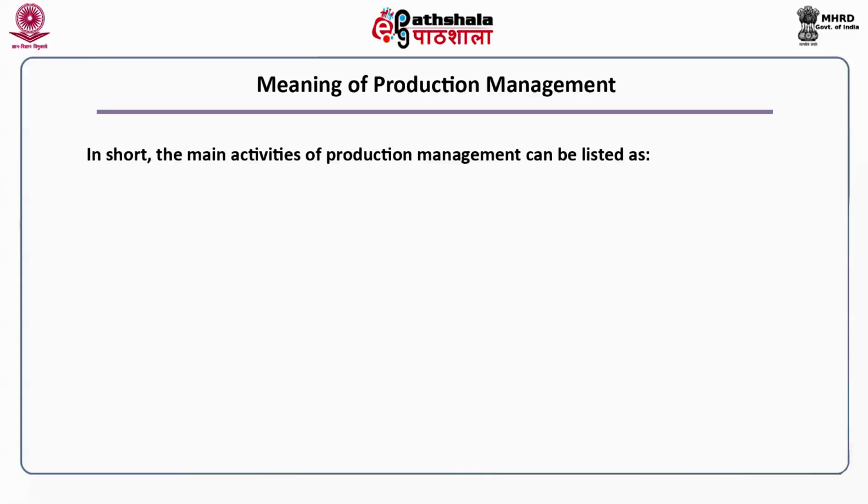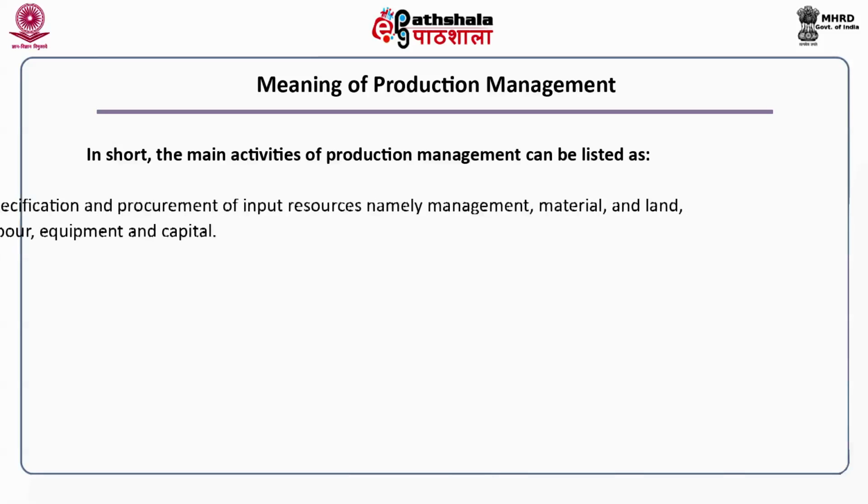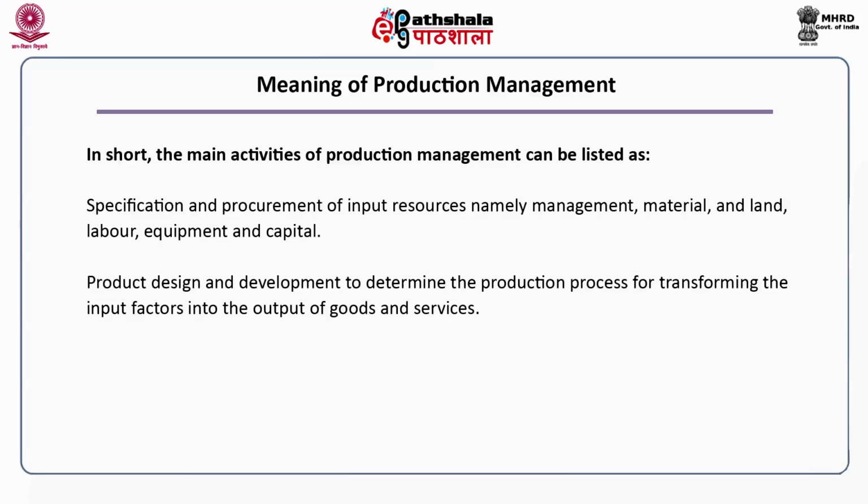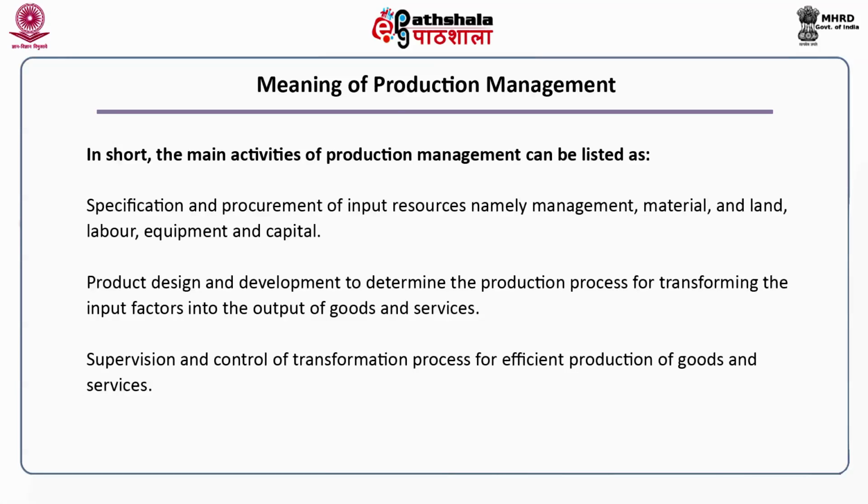In short, the main activities of production management can be listed as: first, specification and procurement of the input resources like management, material and land, labor, equipment, capital, etc. Second, product design and development. It is to determine the production process for transforming the input factors into the output of goods and services. Third is supervision and control of the transformation process for efficient production of goods and services.